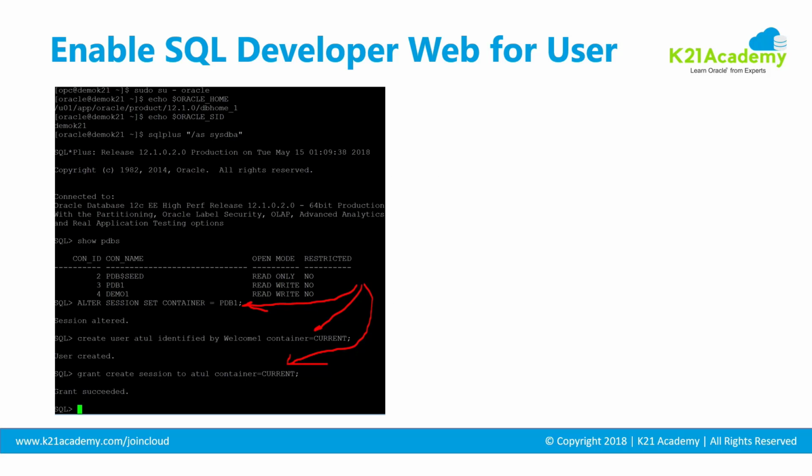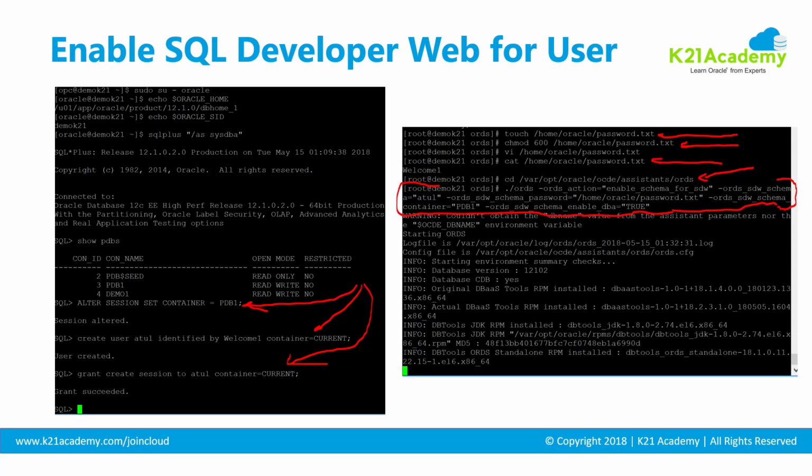So this is an example, a screenshot where I've connected to the database on the cloud, and I've set my database to the PDB, and I've created a user called Atul, identified by a password, and then I've granted this user a schema session. What I'm trying to do is create a user and give this user access to the SQL Developer Web.